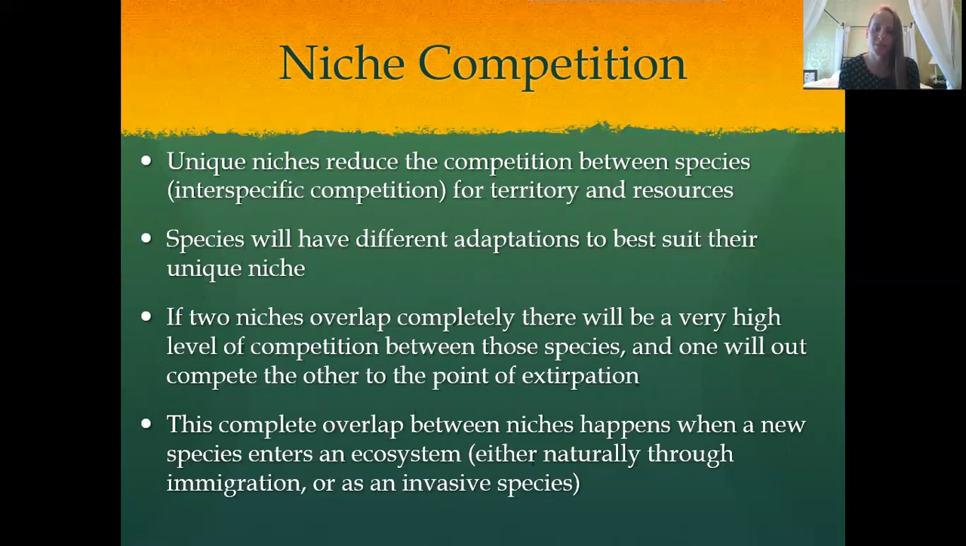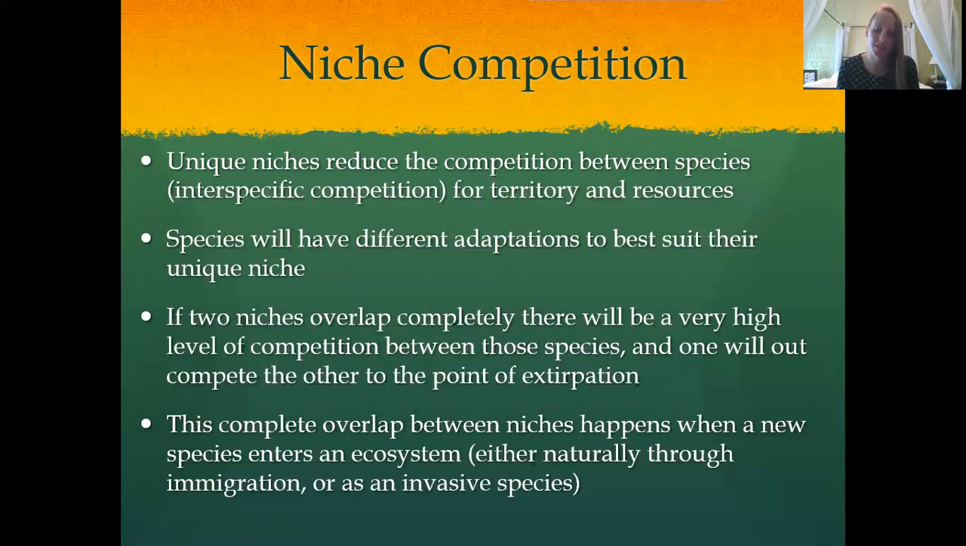Species will have different adaptations to best suit their unique niche. If you did end up with two different species with the exact same niche, the level of competition would be so high between those different species, one would outcompete the other, usually to the point that one of them goes extinct in that area. This complete overlap of niches usually doesn't happen naturally, but it can happen when you have an invasive species.